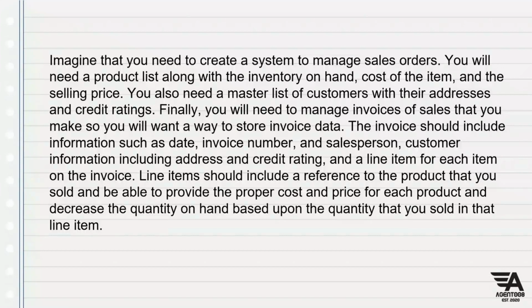The invoice should include information such as date, invoice number, and salesperson, customer information, including address and credit rating, and a line item for each item on the invoice. Line items should include a reference to the product that you sold and be able to provide the proper cost and price for each product. And also, you need to have a quantity, like decrease the quantity on hand based on the quantity that you sold in that line item.